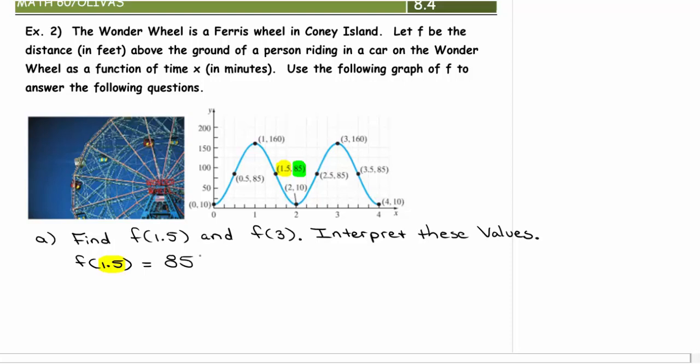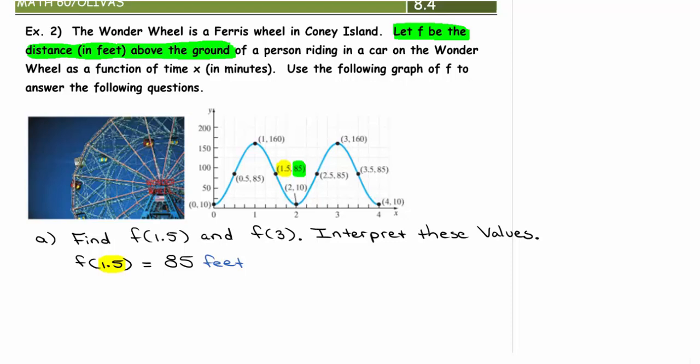Now, what does that 85 represent? Well, if we look at our word problem right here, it said let f be the distance in feet above the ground of a person riding in a car on the Wonder Wheel. So this 85 represents feet above the ground.